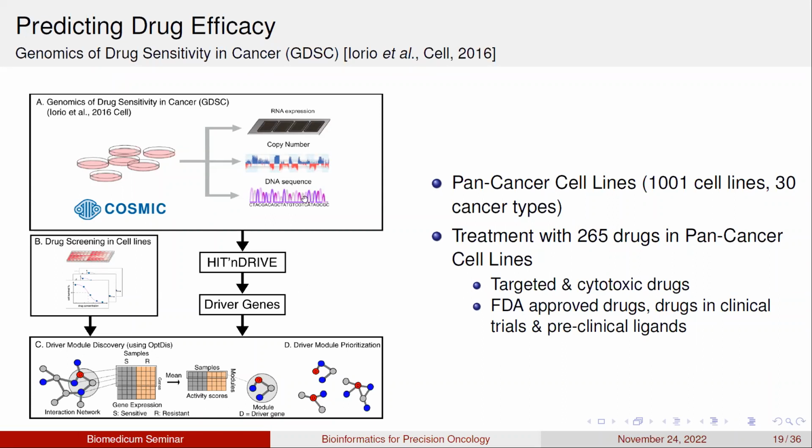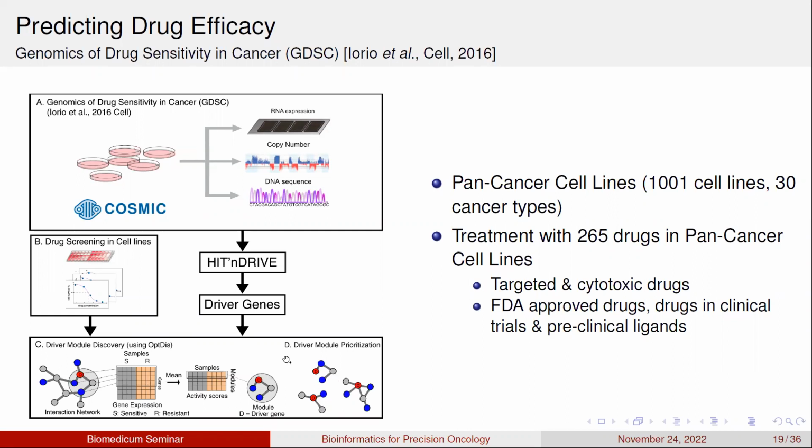We were interested in predicting drug efficacy and whether these driver genes are informative for that. For that, we used one of our previously built algorithms from our lab called OpDis, where we start from the driver genes and seed them in the network. We try to identify sub-networks of genes, that is small connected networks of genes, which can collectively discriminate the sensitive cell lines from the resistant cell lines.